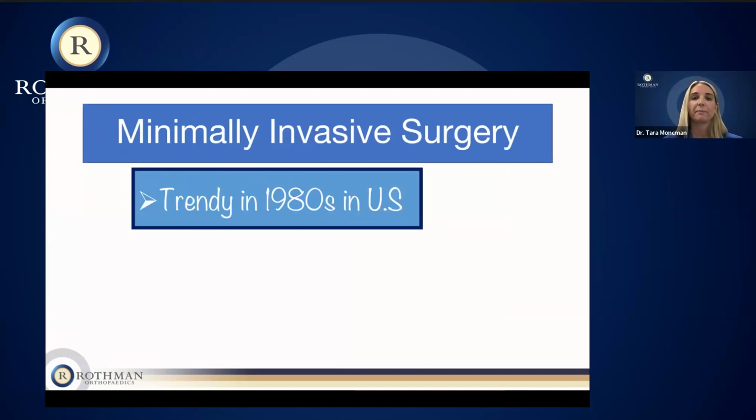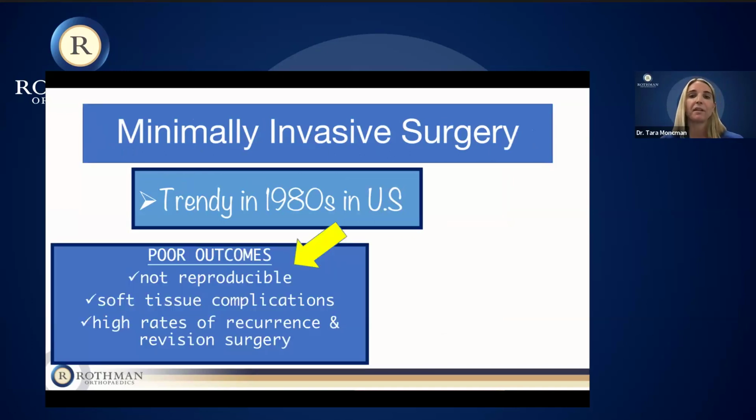So, a little history about minimally invasive surgery. It was really trendy in the 80s, in the United States. As surgeons, we started to do this MIS surgery, but what we found was that patients didn't really do well. The results weren't reproducible. There were a lot of soft tissue complications. And as we were trying to learn this technique, and this isn't just MIS bunions, but minimally invasive surgery in general in orthopedics, we were having a lot of high revision rates and recurrence.